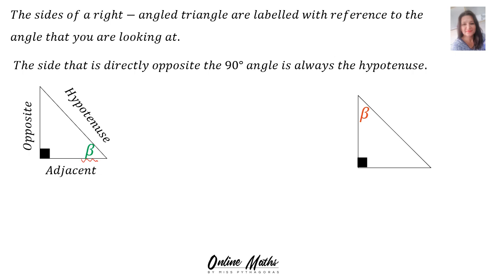Now, if you go to the second right angle triangle there, you can see beta is a different angle now. Then the hypotenuse is still the side opposite the right angle, but with reference to beta, that will be beta's opposite side, and that side will be beta's adjacent side.